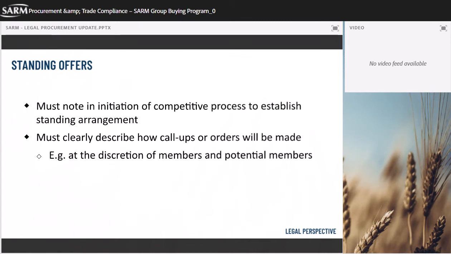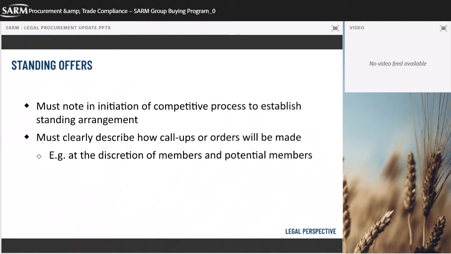Now, standing offers, this is the process that we use almost exclusively. And when you're preparing a procurement that's going to end up in a standing offer, it needs to be noted within the competitive process that's the arrangement that's going to be made. So the clear point there is there needs to be a clear description of how any sort of call-ups or orders will be made under the standing offers.